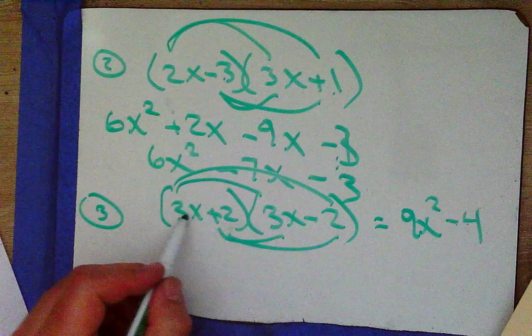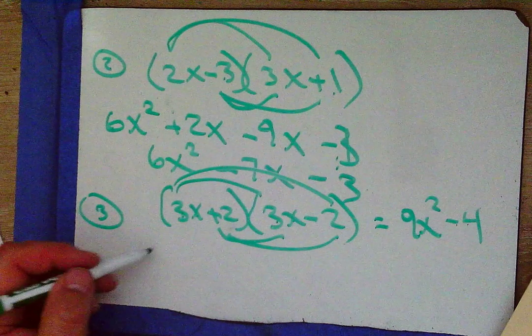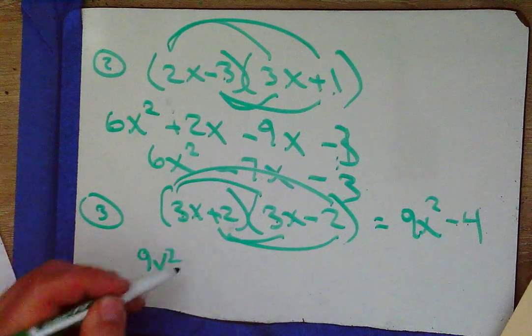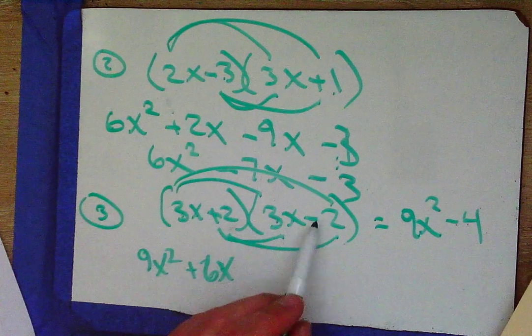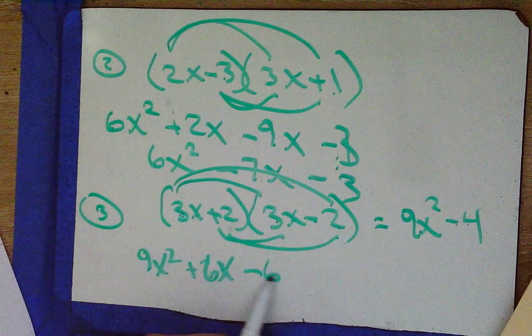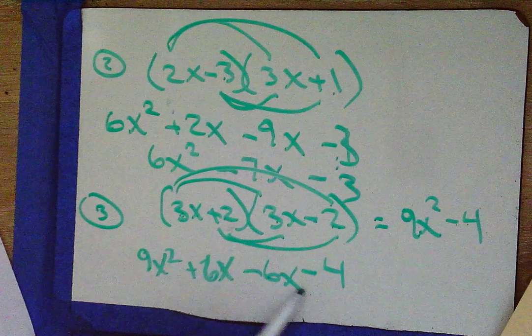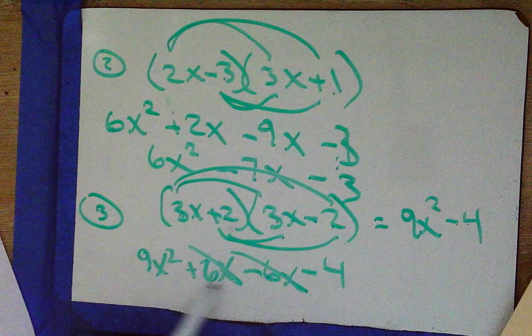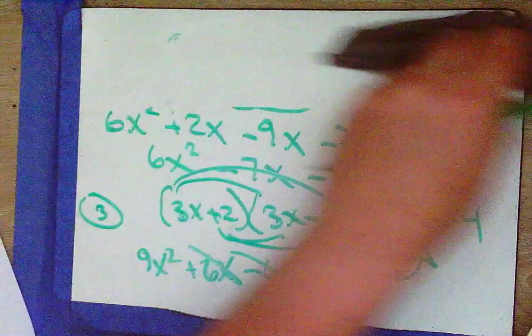So we've got 3x times 3x. 3 times 3 is 9, x times x is x squared, so we have 9x squared plus 6x minus 6x, 2 times negative 2 is minus 4. And then these cancel because they're opposites, and I'm left with that. All right, that was problem 3.